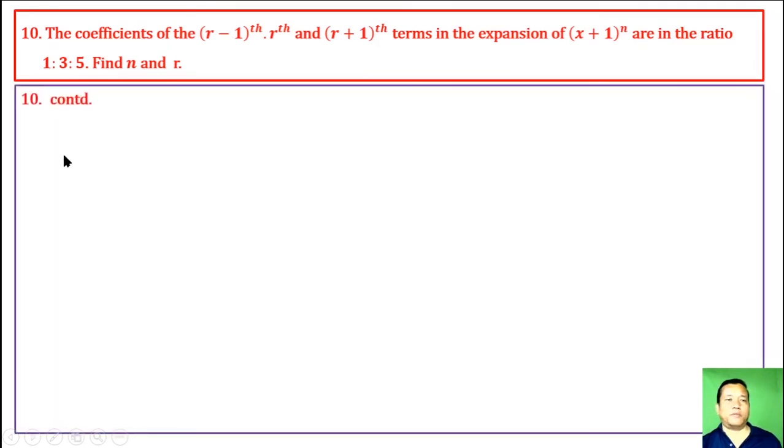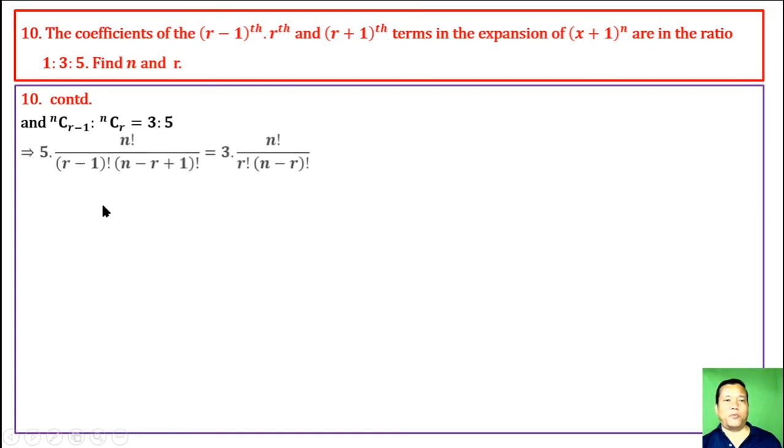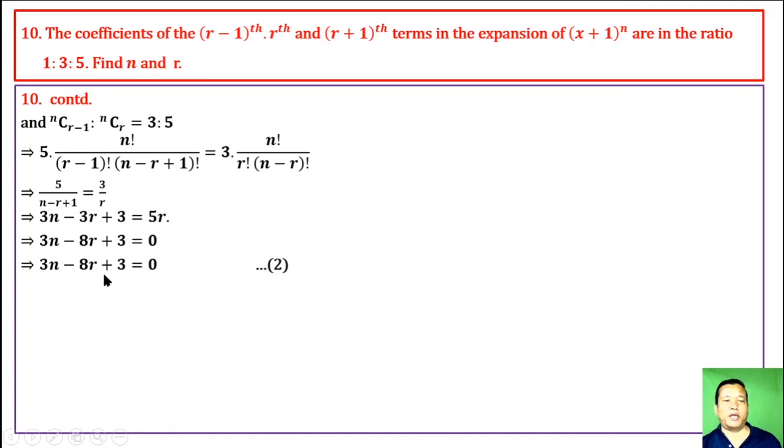Continue for question number 10. nC(r minus 1) is to nCr equal to 3 is to 5. Product of extremes equal to product of means. Cancelling common factors, and we get this. Again, cross multiply and transfer, we get an equation involving n and r, which is equation 2.